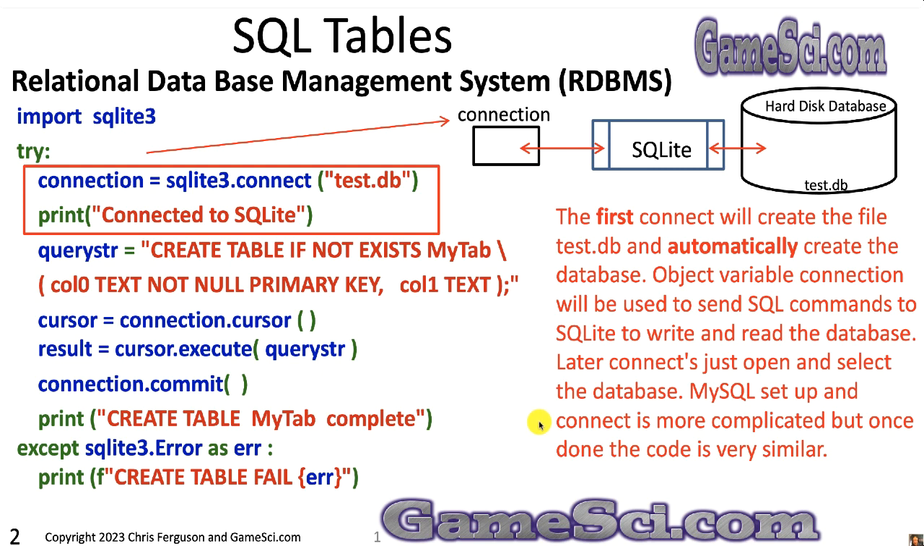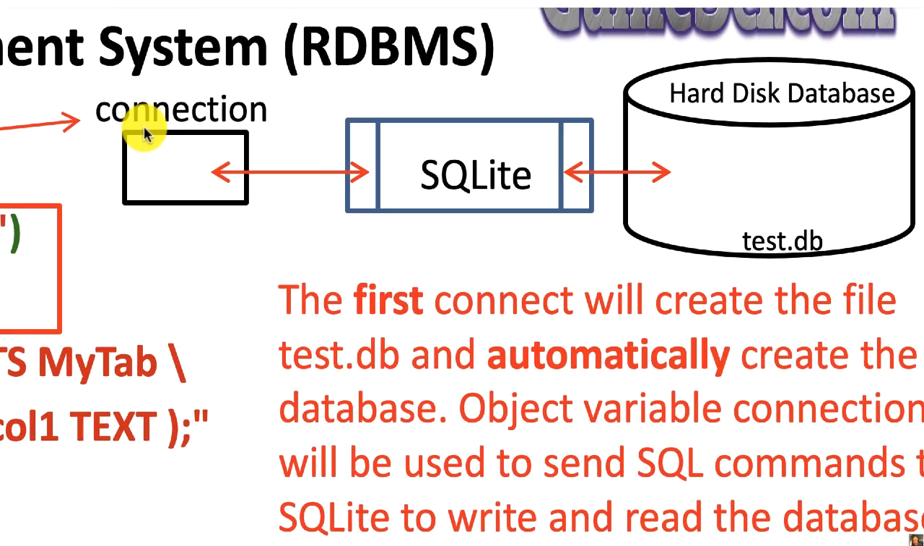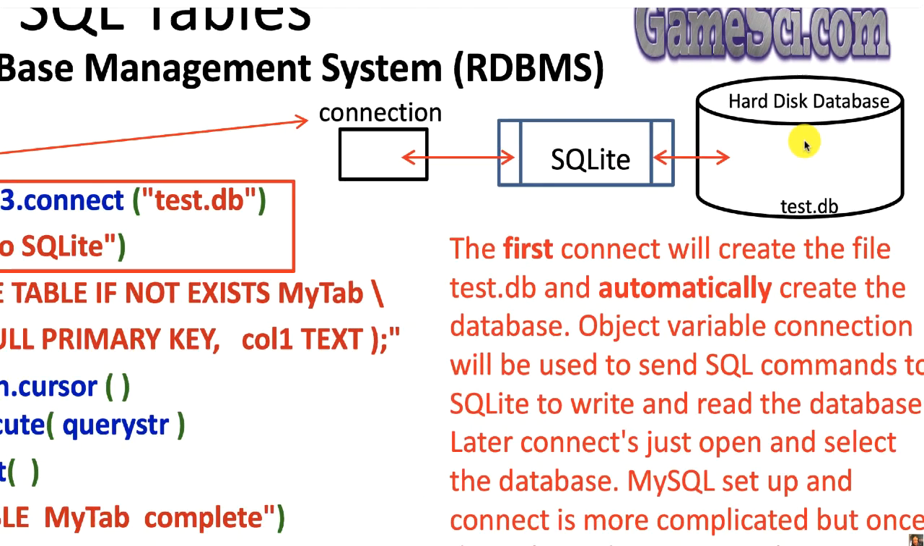MySQL setup and connection is a little more complicated, but once it's done, the code is very similar. You do have to set up a database in MySQL. Here you just have to connect to it and it's ready to go. I do want to point out how important the connection variable is. It is your connection to the database. It runs through the SQLite software all the way to the hard disk. You'll issue a command through the connection and it will write the data to the hard drive.